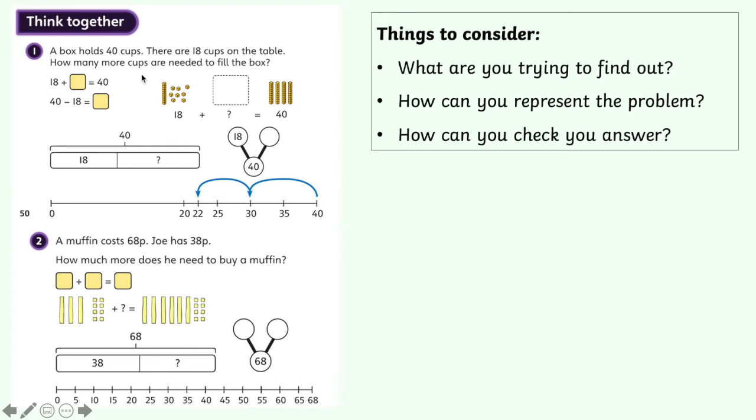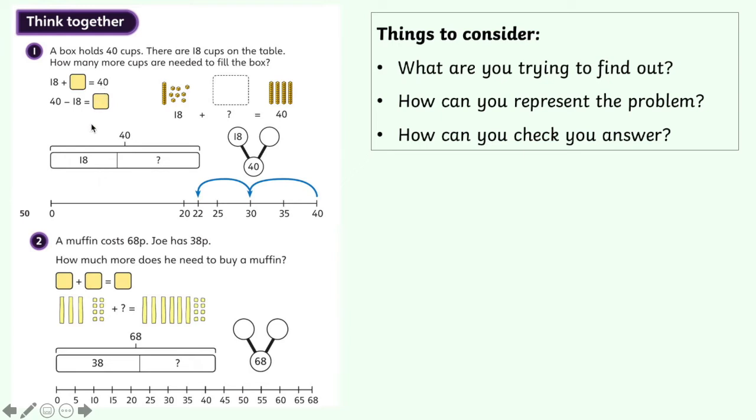Let's have a look one by one at the calculations and the representations that are being used to show this problem. We know that our total amount is 40 cups. That's the maximum amount that a box can hold. So that is our whole. There are 18 cups on the table, and we need to know how many more to fill up to 40. So we're looking at this calculation. 18 cups on the table, add some cups, we don't know how many yet, we'll get to 40 cups.